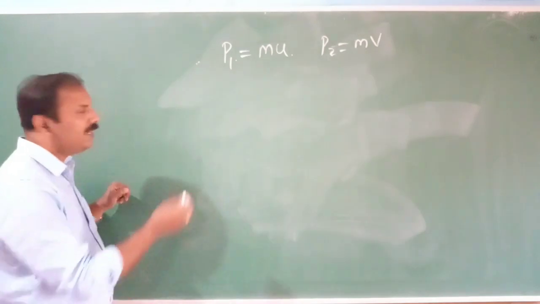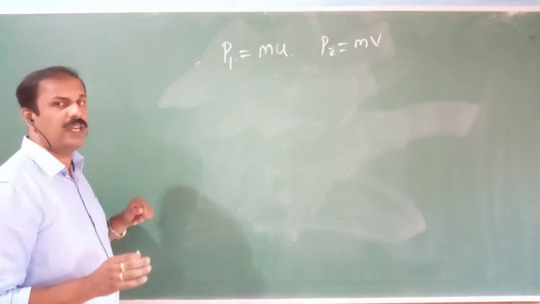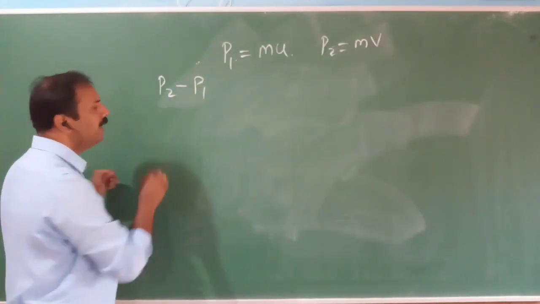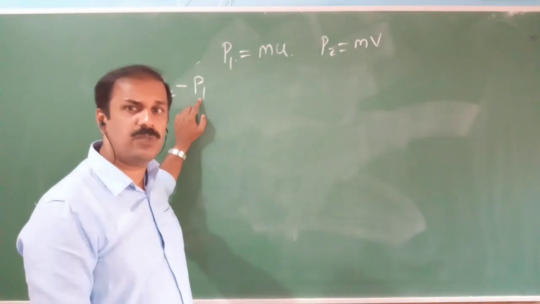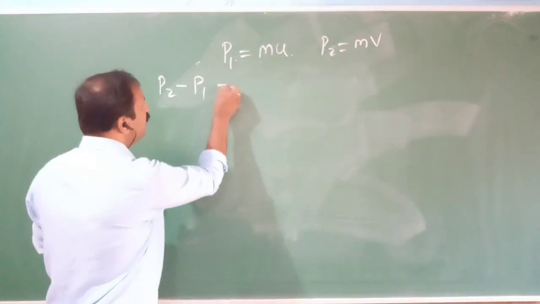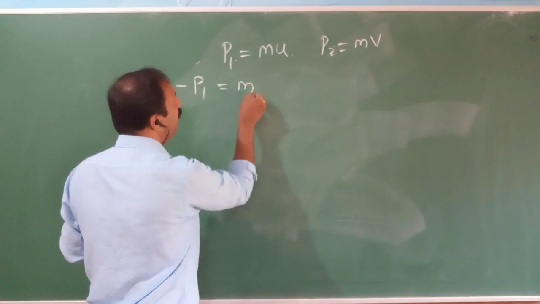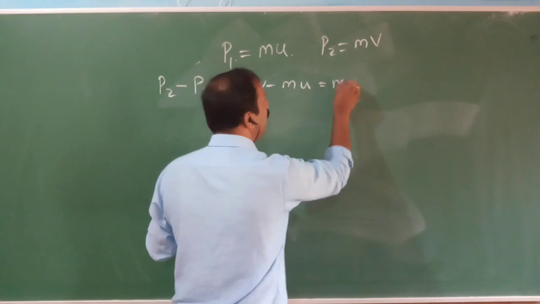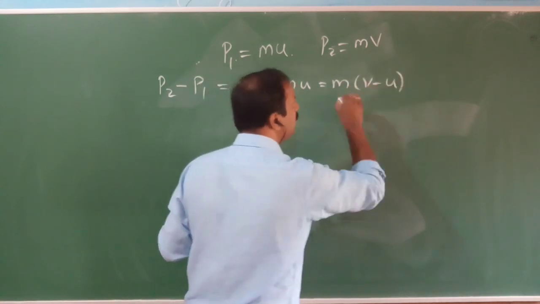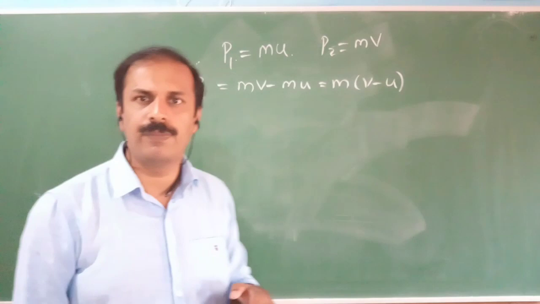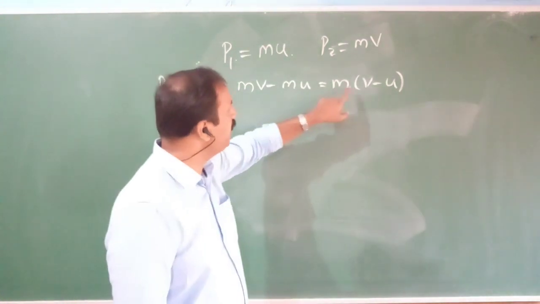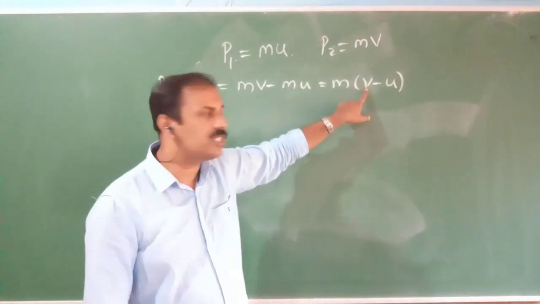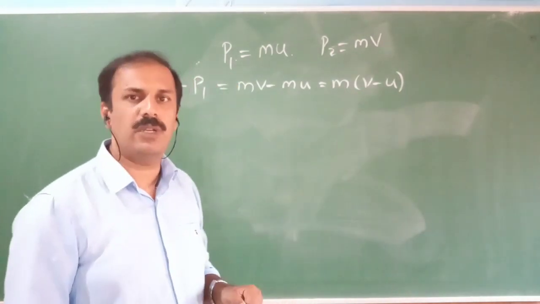Now see here, what we already discussed, the change in momentum, that is P2 minus P1, final momentum minus initial momentum, is called change in momentum. So change in momentum is equal to mv minus mu, or we can write m into (v minus u). Change in momentum is given by m into (v minus u), where m is the mass of the object, v is the final velocity and u is the initial velocity.